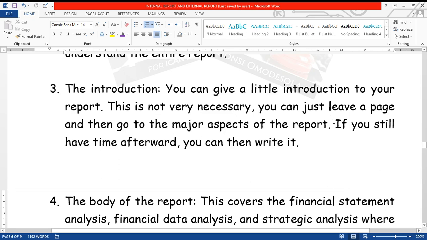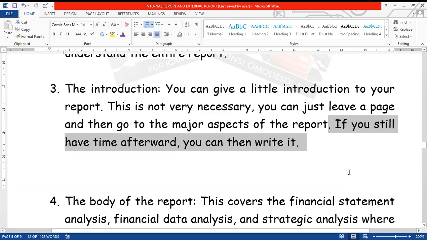Do you understand? You have to be time conscious. So I'll advise you that you should leave like a page and go to other aspects that will fetch you high marks. Like now, the executive summary is 20 marks. The body of the report is 32 marks. So go to those ones that would give you high marks. And if time permits, you can come back to the introduction.